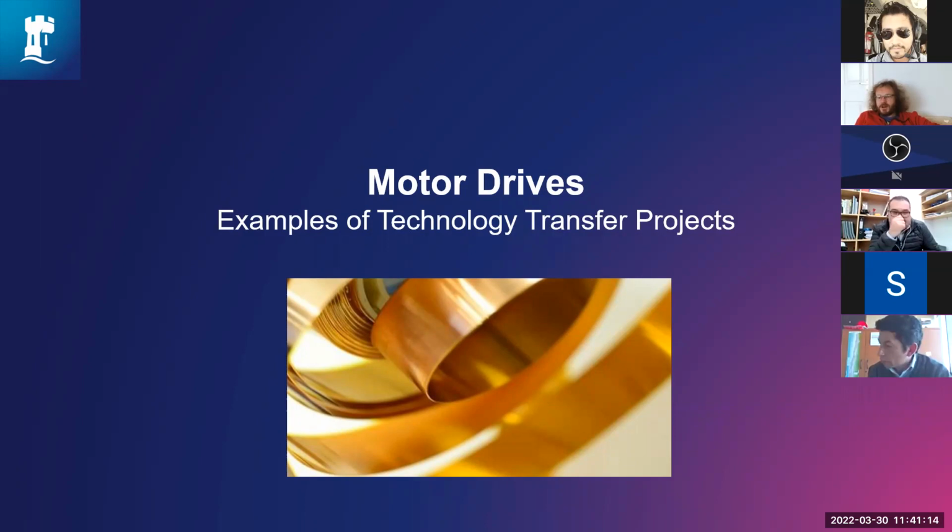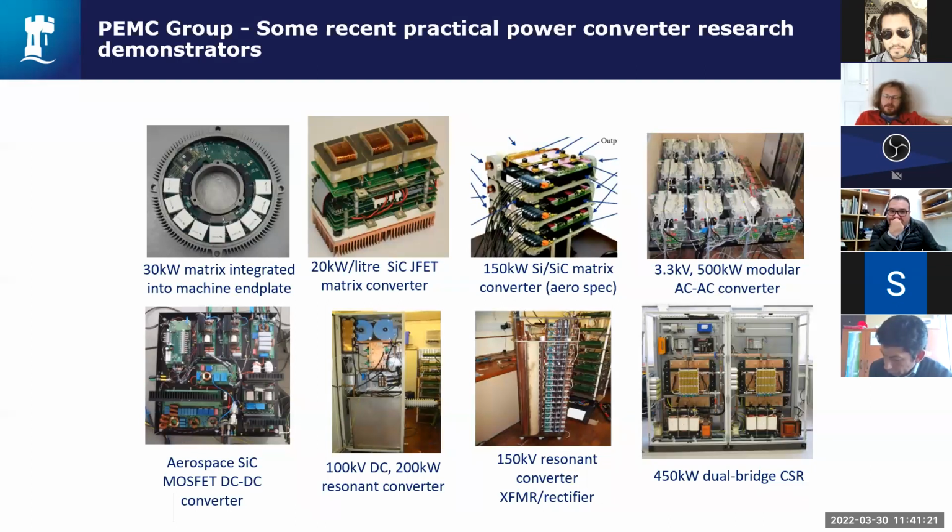When we begin to look at motor drives, we have a lot of examples of technology transfer projects. So these are just some of the ones we've done with industry. So the one in the top left is a power electronic converter that is integrated with an electrical machine. So that's the end plate of the electrical machine, but with the power electronics built into it. And with that project, we're working with a company in the US who launched a product earlier this year. So that was a project that was a research project at Nottingham when I first came here about 26 years ago. It was my first government funded research project. 25 years later, we've got to product. So it just shows you how long those things take.